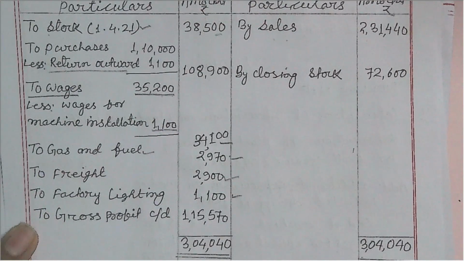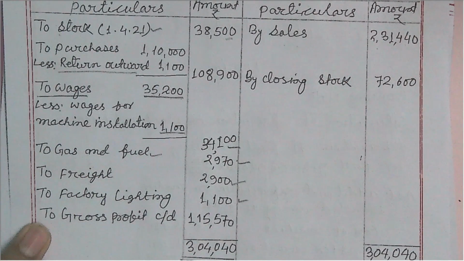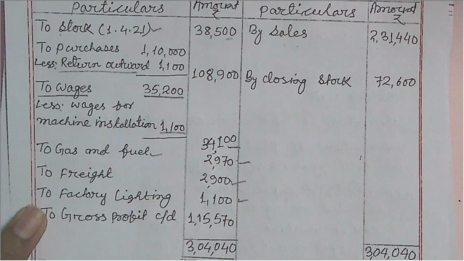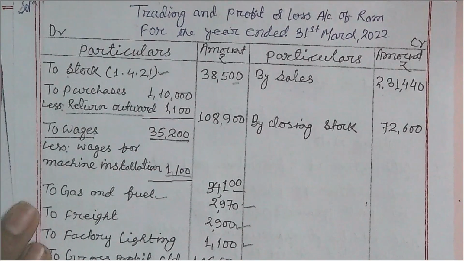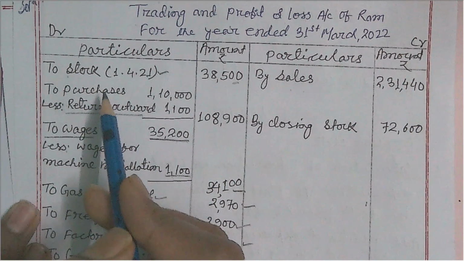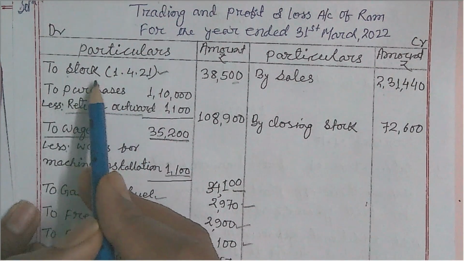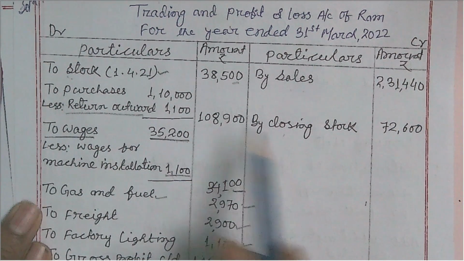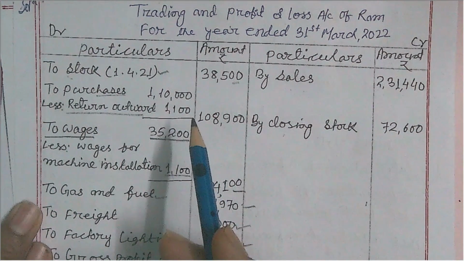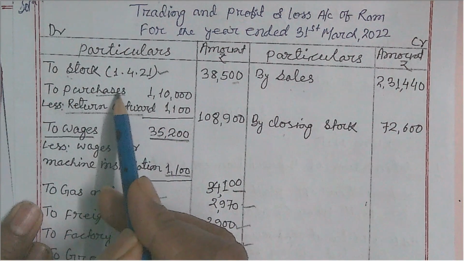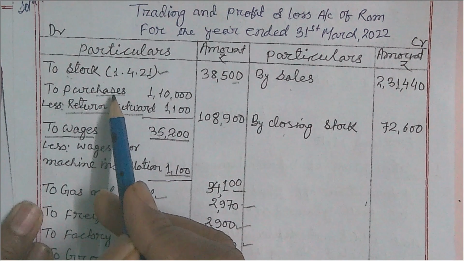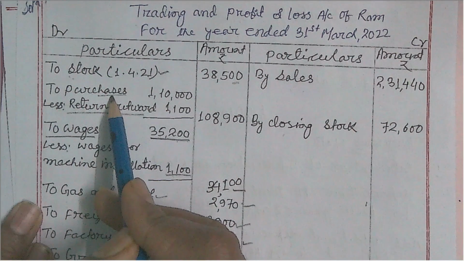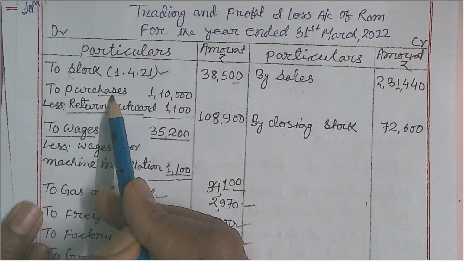1100 amount, factory lighting. So we have to understand which expenses are to be debited to the trading account first. Trading account expenses are the direct expenses, including opening stock and closing stock. That is, goods purchased is a direct expense, and any expenses incurred to bringing the goods to the business place are also considered direct expenses.